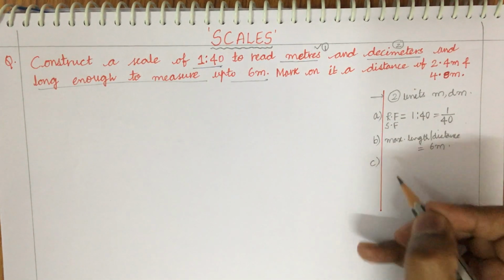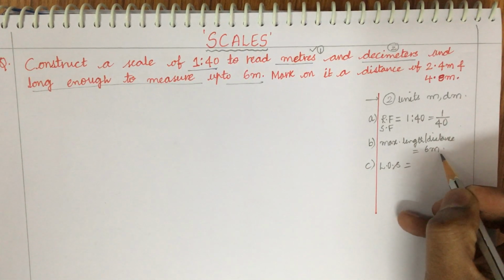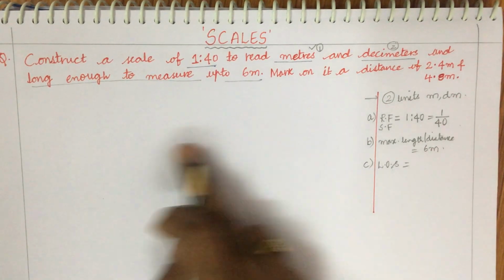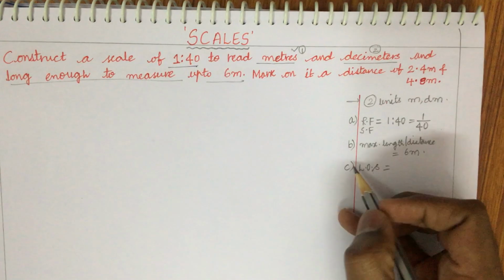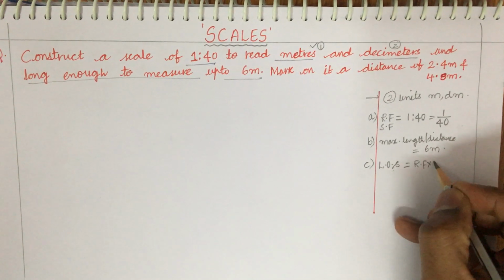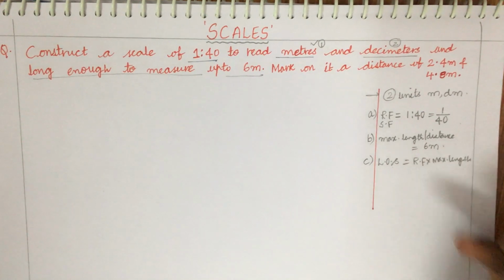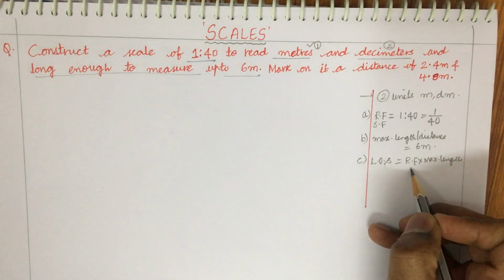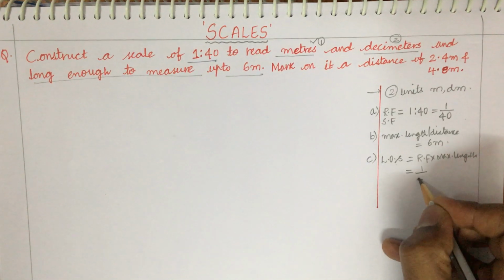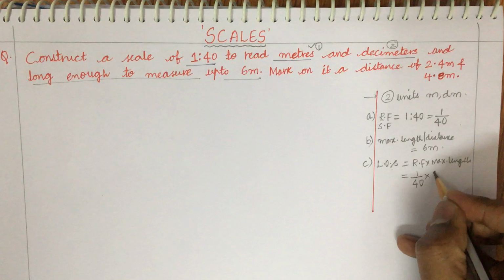Later, you are supposed to work out the length of the scale. I cannot plot 6 meter on my drawing sheet, so I need to work out the length of the scale which I need to plot in the drawing sheet. So, the length of the scale is given as RF into the maximum length, the maximum length which we are going to measure. So, what is RF here? RF is given as 1/40 and the maximum length or the maximum distance is given as 6 meter.